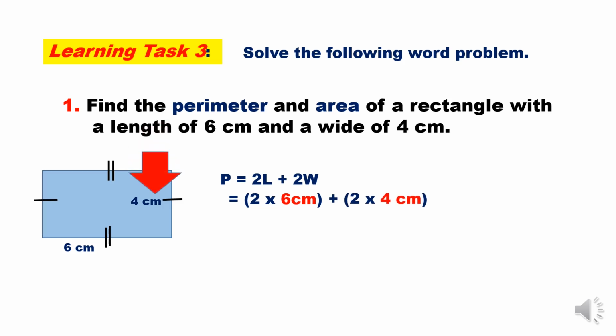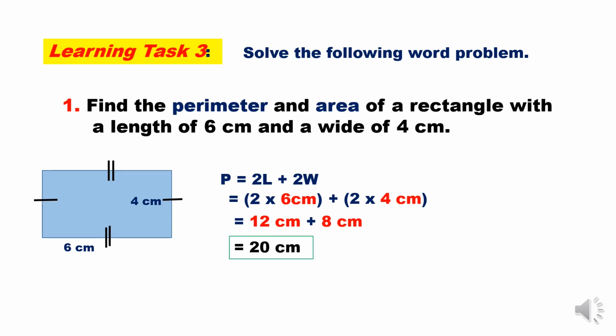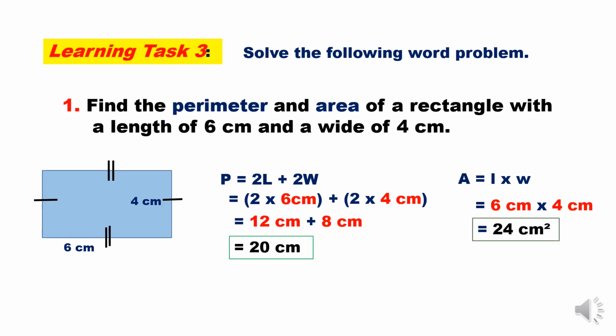2 times 4 centimeters. Let's multiply: 2 times 6 centimeters equals 12 centimeters. 2 times 4 centimeters equals 8 centimeters. Then let us add, 20 centimeters, and that is the perimeter. How about the area? Area equals length times width. The length is 6 centimeters and the width is 4 centimeters. 6 times 4 equals 24 square centimeters. And that is the area.